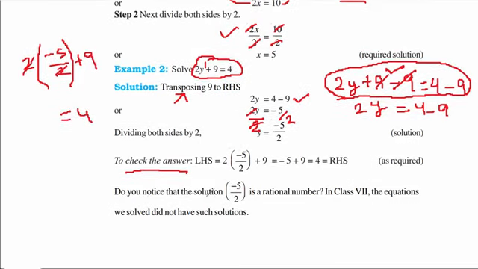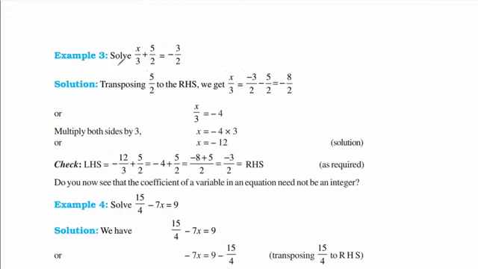So do you notice that the solution minus 5 over 2 is a rational number? Well, it is a rational number because it is in the form of p by q where the denominator is not equal to 0. In class 7th, the equations we solved did not have such solutions. They were integers or natural numbers. So what we infer from this is that our solutions may also be rational numbers. Now let's see example 3.